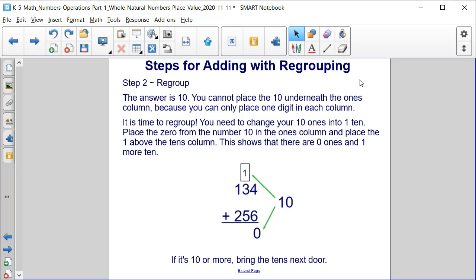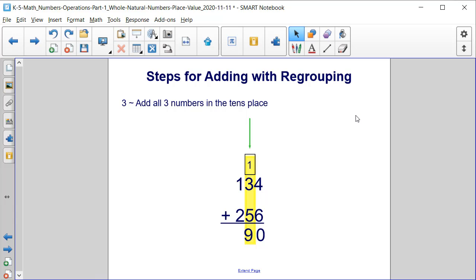You cannot place the 10 underneath the ones column because you can only place one digit in each column. Therefore, it's time to regroup. You need to change your 10 ones into 1 ten and place the 0 from the number 10 in the ones column and place the 1 above the tens column. This shows that there are 0 ones and 1 extra 10. If it's 10 or more, bring the tens next door.